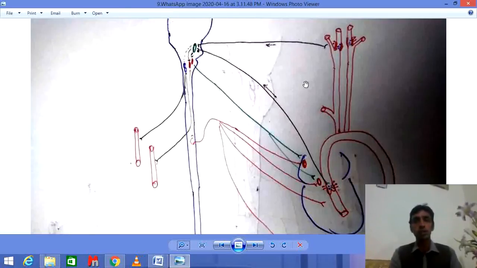A similar phenomenon applies for oxygen. When the oxygen concentration in the blood is increased, the heart rate will be decreased, and following this pathway, the heart rate and blood pressure will be decreased.